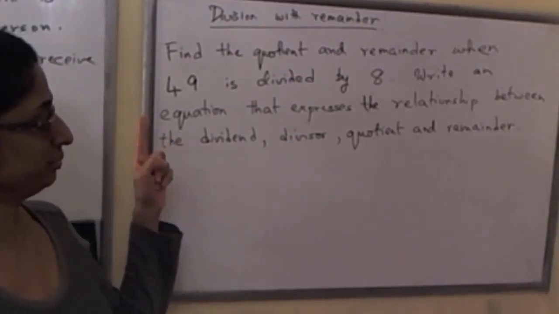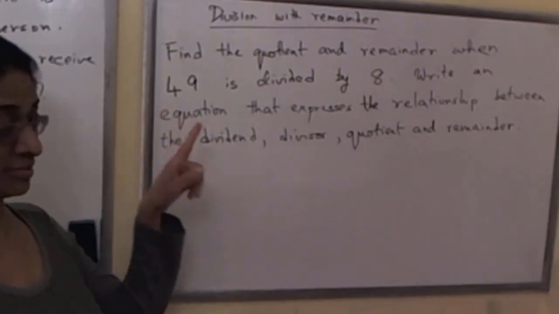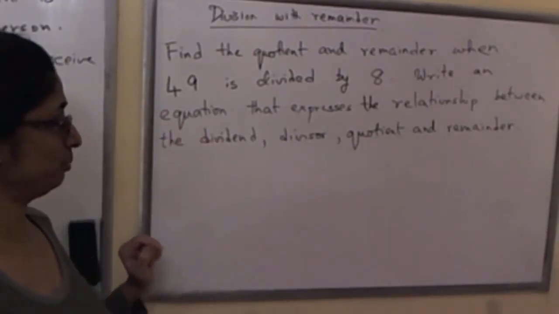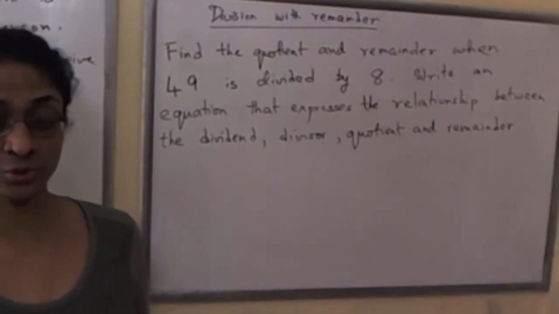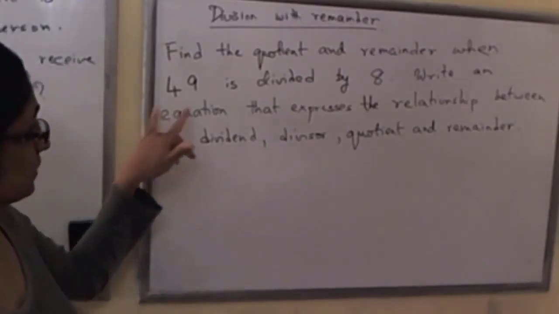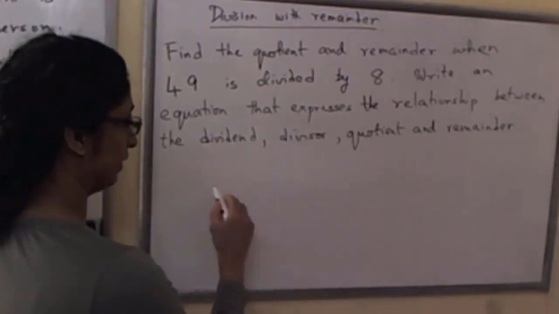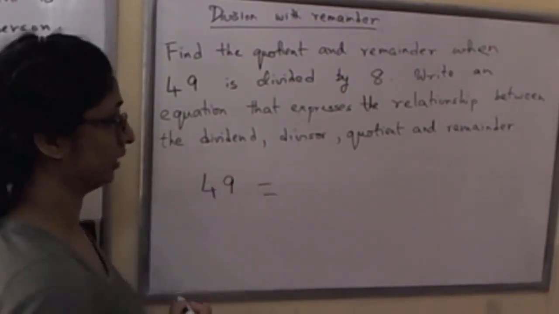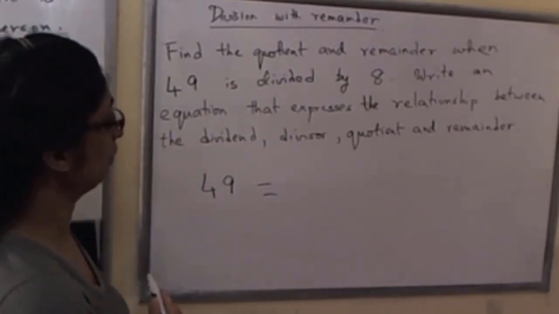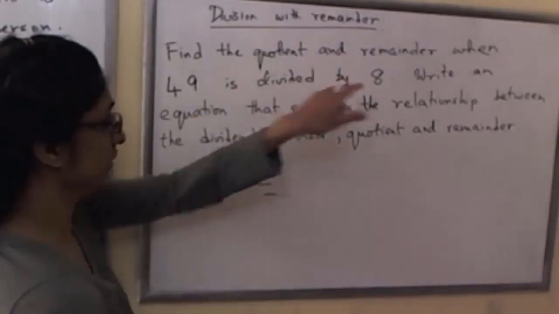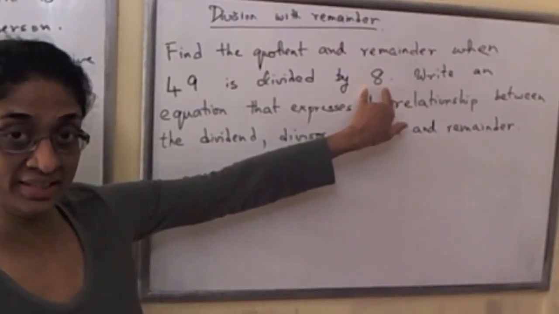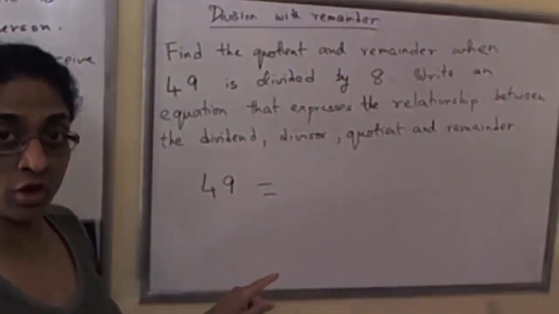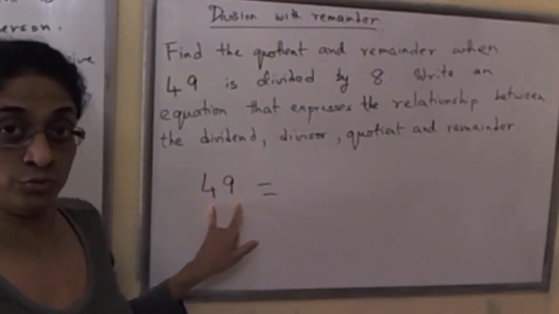Find the quotient and remainder when 49 is divided by 8. Write an equation that expresses the relationship between the dividend, divisor, quotient, and remainder. So let's look at 49. So we write 49 equals, and now we are looking at this divisor 8, and we're asking what is the maximum number of copies of 8 that are in 49.